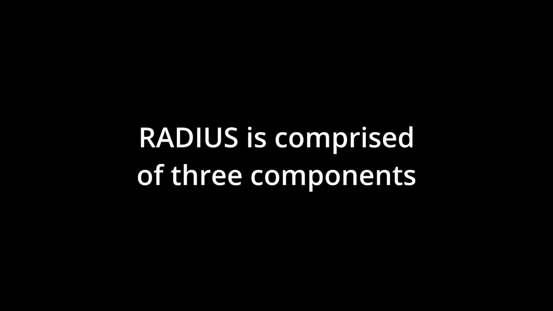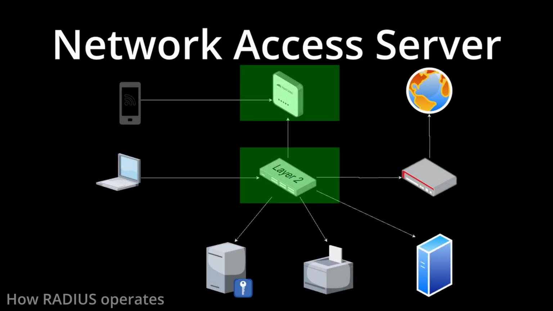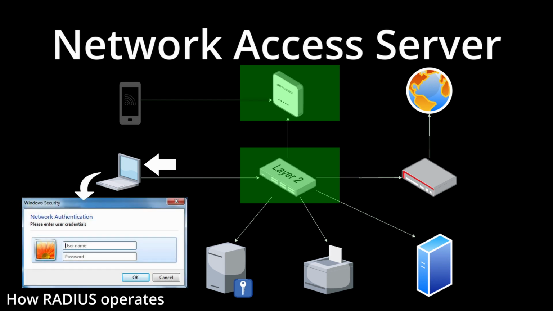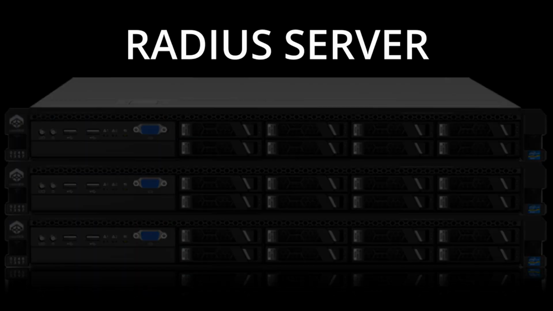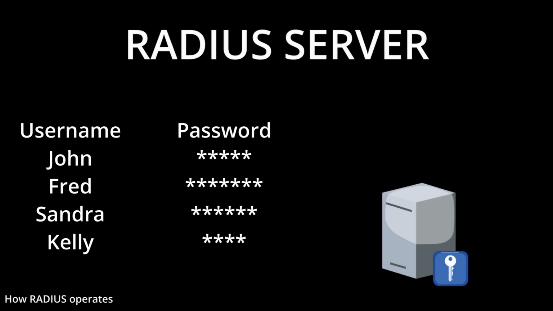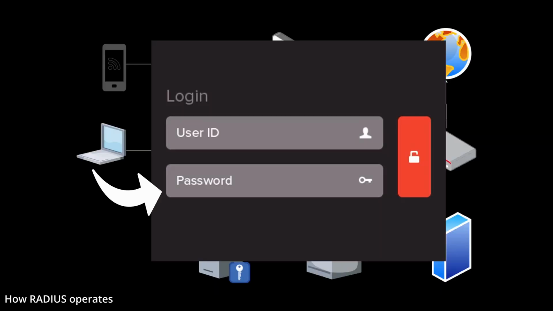Radius is comprised of three components: the supplicant, similar to 802.1x, the host device; the NAS, or the network access server. This is the gateway between the user and the network, and is what prompts the supplicant for authentication. This is similar to the authenticator, the device living on the data link layer, an Ethernet switch or wireless access point. Then you've got the radius server. This contains a pre-configured onboard user database to cross-reference the credentials sent from the NAS. So to connect to a resource with a radius server on site, the user will input their credentials into the supplicant, a username and a password for example, and this information is then sent to the NAS.